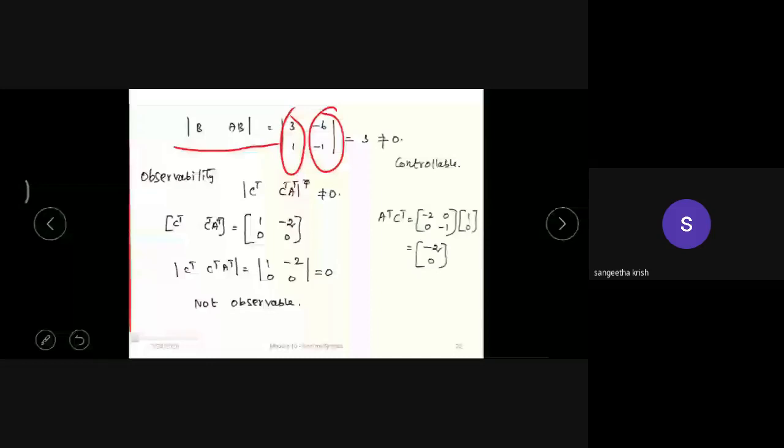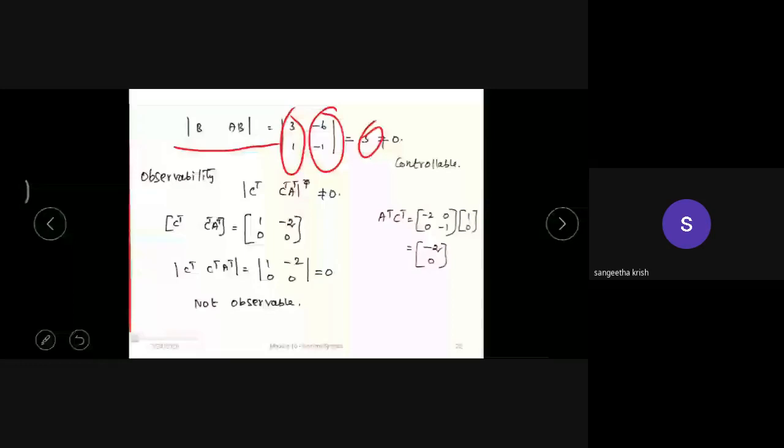Place the B column and the AB column, and find the determinant. The determinant is 3. If it is not equal to 0, I can say the system is controllable. If it is equal to 0, the system is not controllable. I'm getting not equal to 0, so the system is a controllable system.